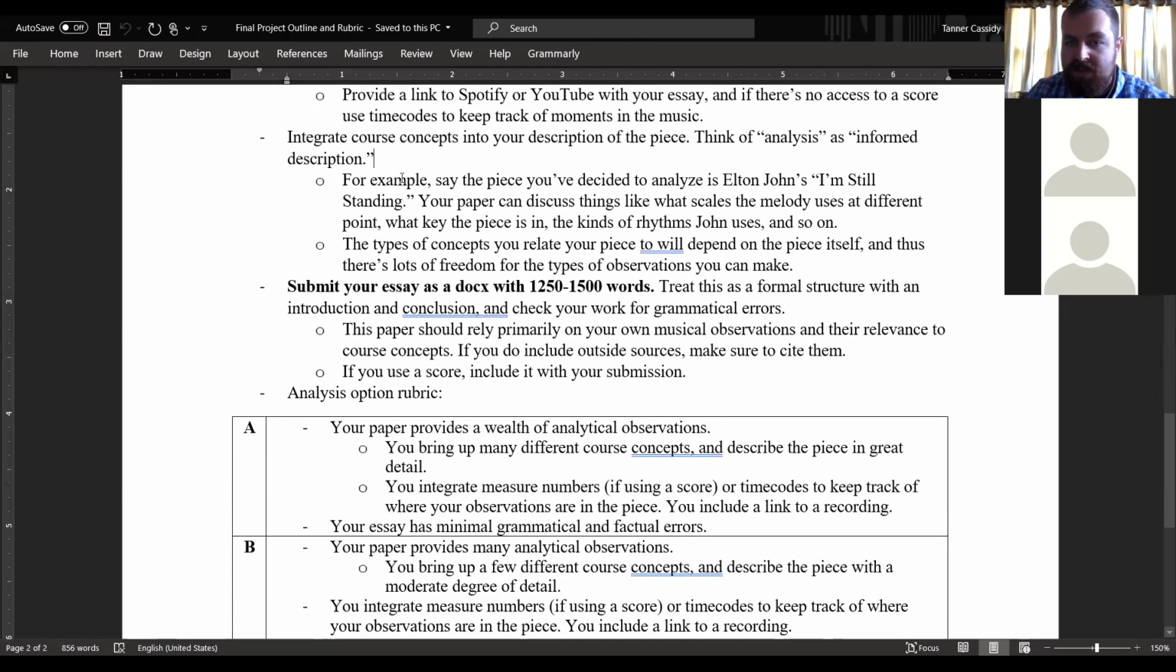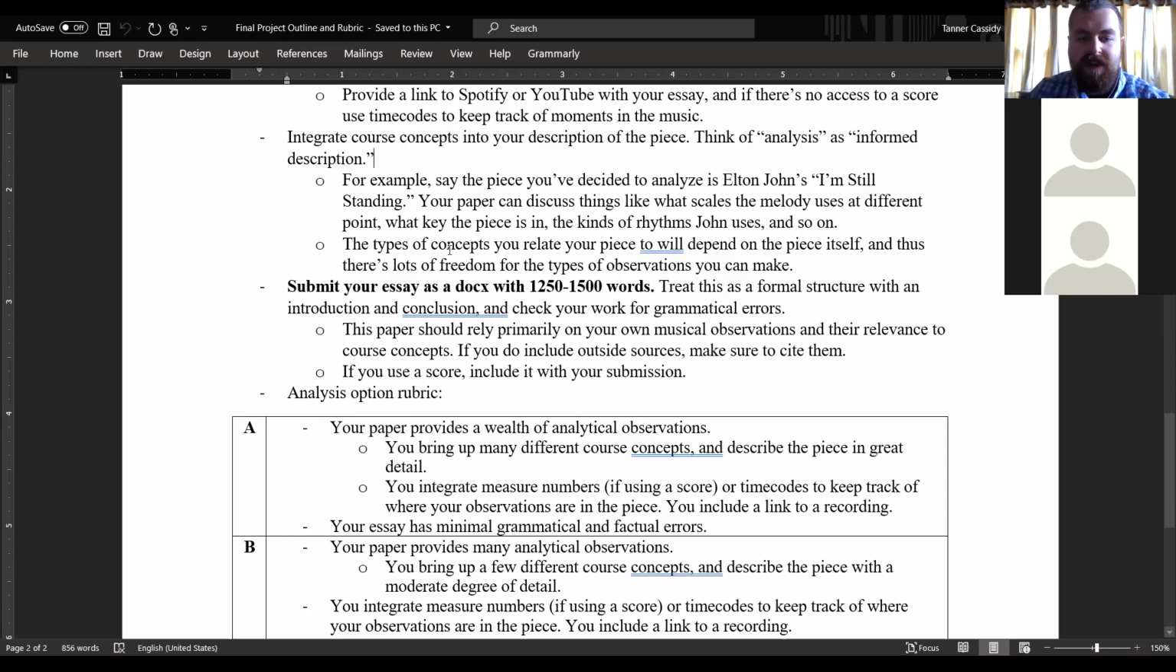Integrate course concepts into the description of your piece. So think of analysis as quote unquote informed description. For example, say you want to look at I'm Still Standing, a piece that we've already looked at in class. Your paper can discuss things like what scale the melody uses at different points, what key the piece is in, what kind of rhythms John uses, and so on.